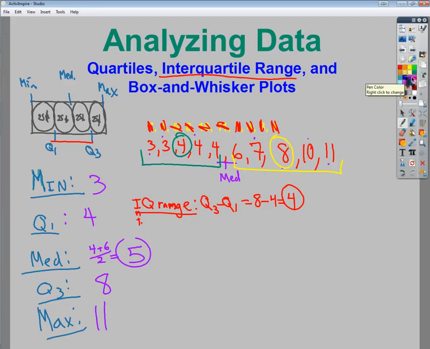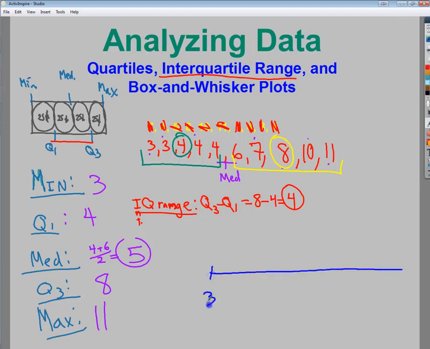For Box-and-Whisker plots, you want to start out with a number line underneath, and it has 2 dots, one at the minimum, one at the maximum. So I'm going to make my little setup. I'm going to have 3 at the one end, and 11 at the right side. So I'm going to make little dots here. Those are eventually going to be my whiskers.